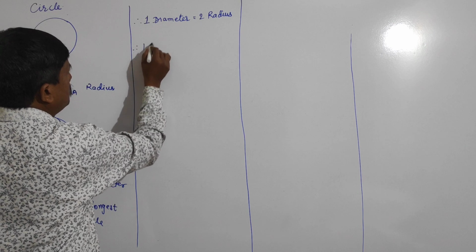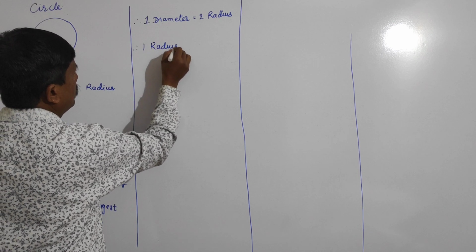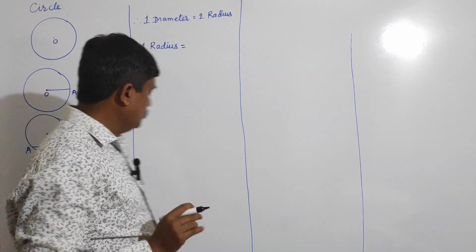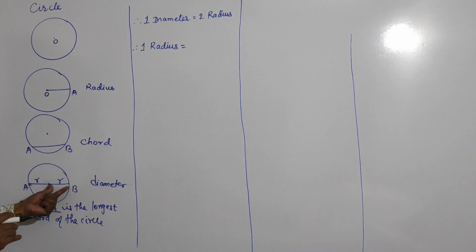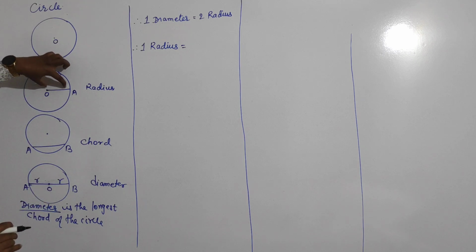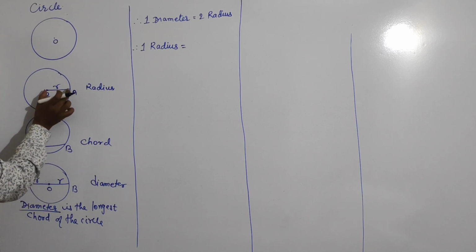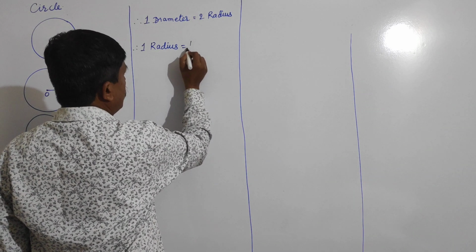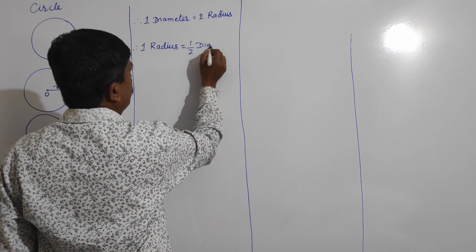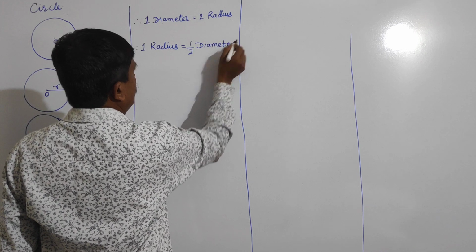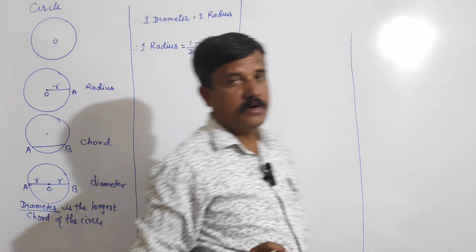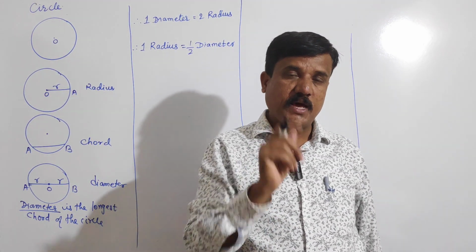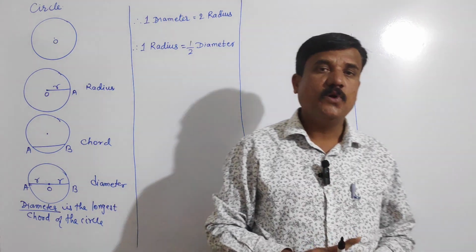Next. One radius means how many diameter? See here. One radius is half diameter. One radius is nothing but half diameter. So how many radius are there in one diameter? There are two radius in one diameter.